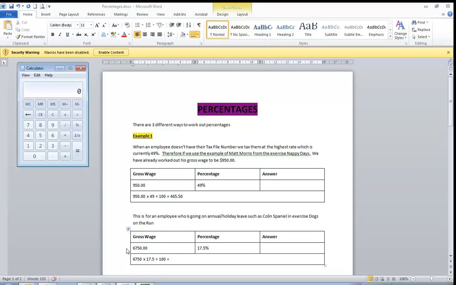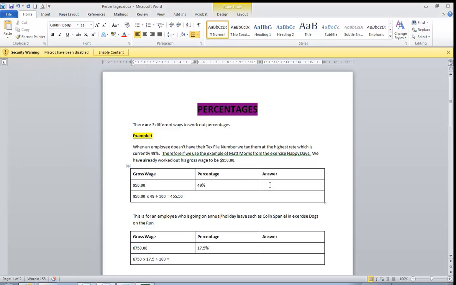So if we use our calculator, we put $950, we multiply or times by 49 and then divide by 100, we answer $465.50. So we're just going to type that in.